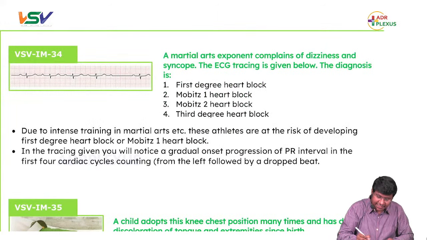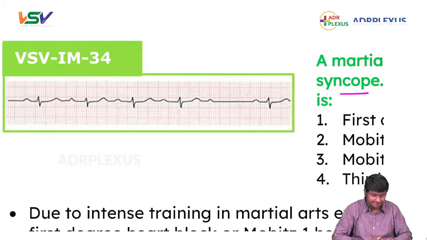A martial arts exponent complains of dizziness and syncopal attack. The ECG tracing is given below. What is the diagnosis? First degree AV block, Mobitz 1, Mobitz 2, or third degree AV block. I'll just zoom this ECG, please go through this.